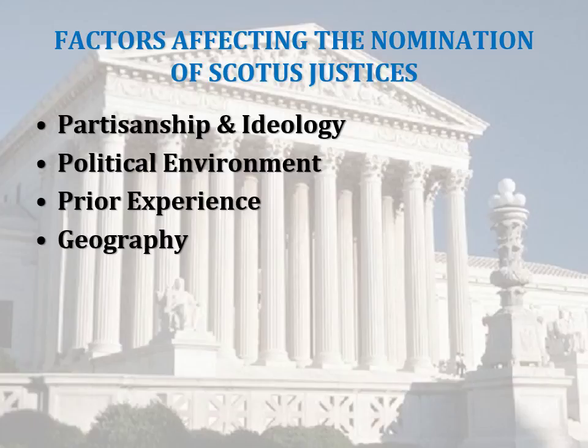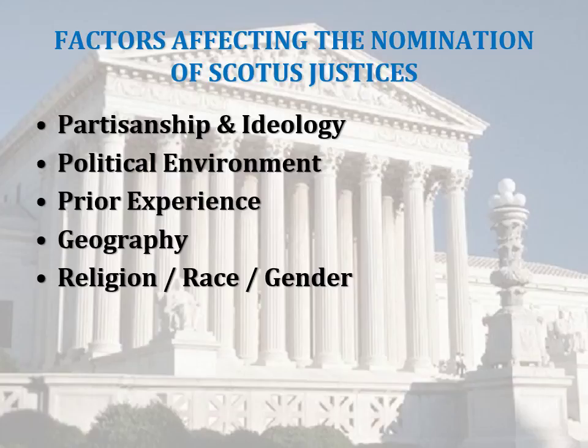Another factor influencing selection is religion, race, and gender. Of the 147 people nominated to the Supreme Court, 145, 98.6% have been white. 145, 98.6% have been male, and 126, or 85.7%, have been Protestant, okay? White, male, Protestants. The sole blacks on the court are Thurgood Marshall and Clarence Thomas.